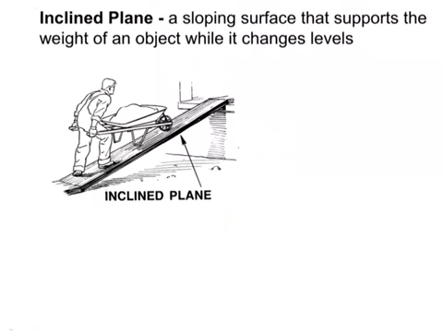The inclined plane, our fourth simple machine, is probably the simplest. It's a sloping surface that supports the weight of an object while it changes levels. This is, in simple terms, a ramp. We use it to get from one level up to another level. And you can see this all around in your everyday life.